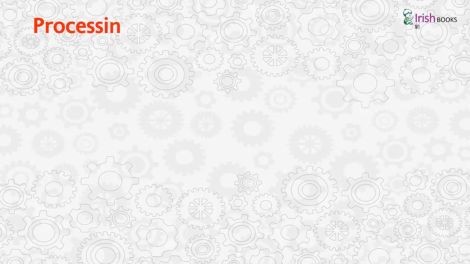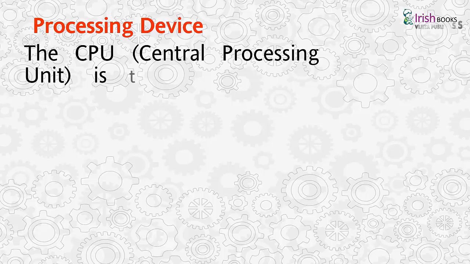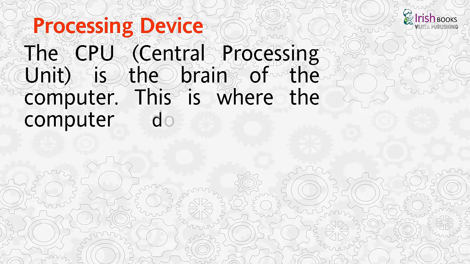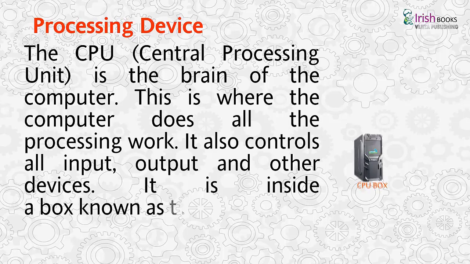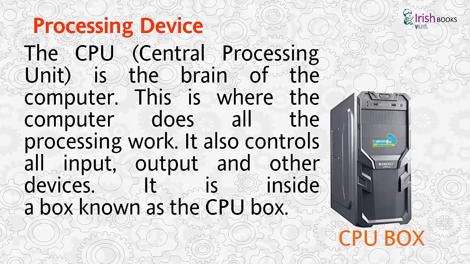Processing device. The CPU, Central Processing Unit, is the brain of the computer. This is where the computer does all the processing work. It also controls all input, output, and other devices. It is inside a box known as the CPU box.